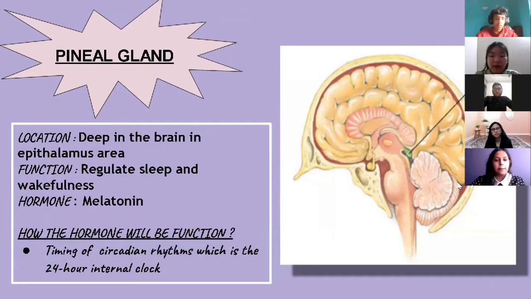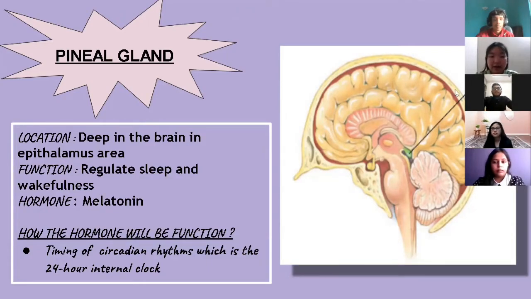Furthermore, the pineal gland in the endocrine system is important. It produces the hormone melatonin to control the timing of circadian rhythms, which are the 24-hour internal clock known as the biological clock in our body.